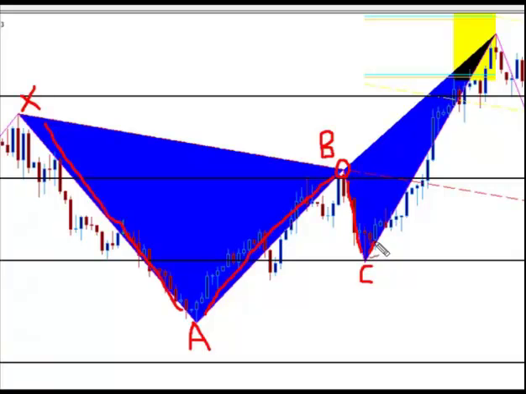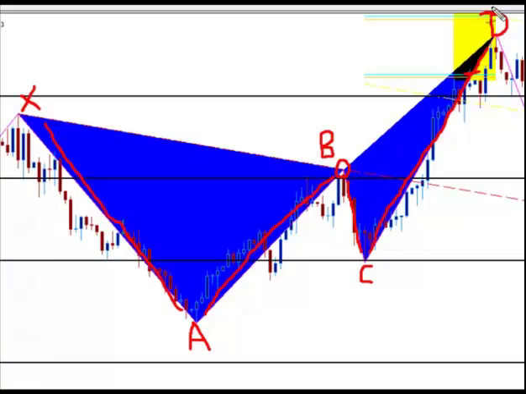Once C is complete, price moves all the way up into our last leg, which is one of the most important ones. And this is our D point. Okay, our D point is important because that's where we're actually going to place our trade. D has actually been completed once it hits right here. And D is still valid up until the very top of what we call the PRZ up here. So this is a range for your D point.